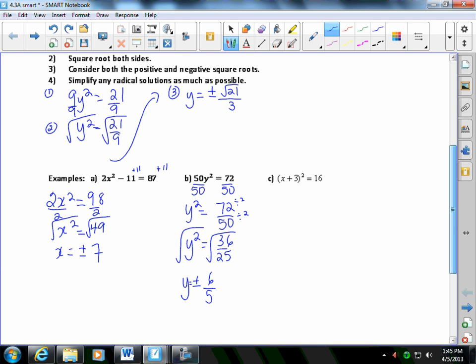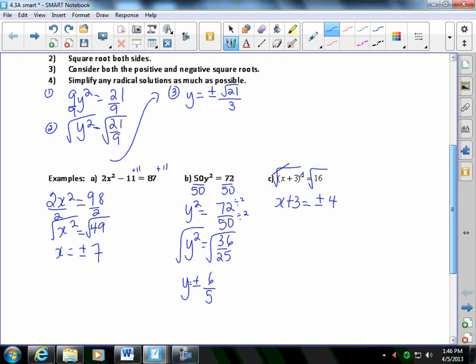Okay, what about when you have a binomial? Well, it's no different than what you did before. You have to make sure that your squared is by itself, and if it is, then you go straight to square rooting both sides. So my squared and square root cancel, so I'm left with x plus 3 is equal to plus or minus 4.